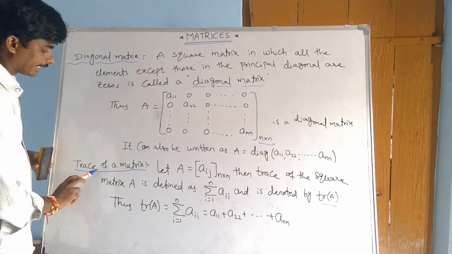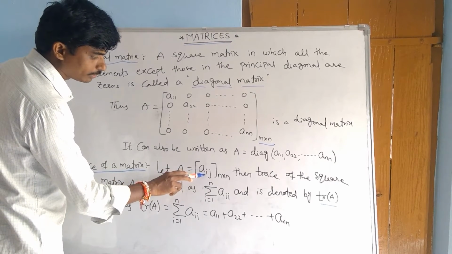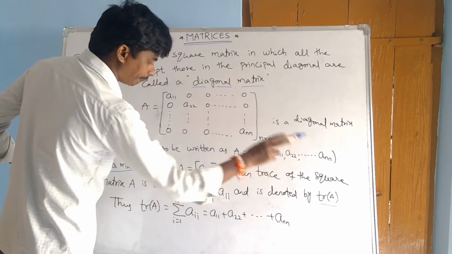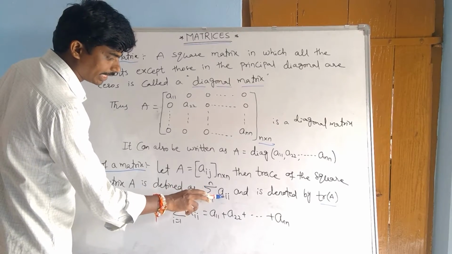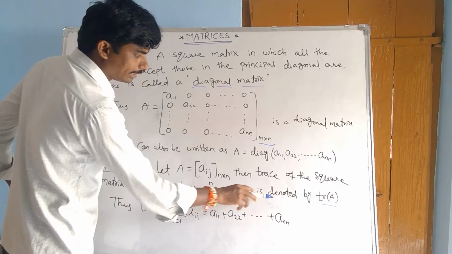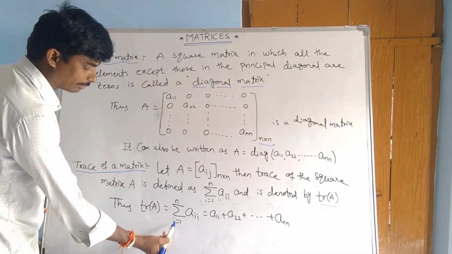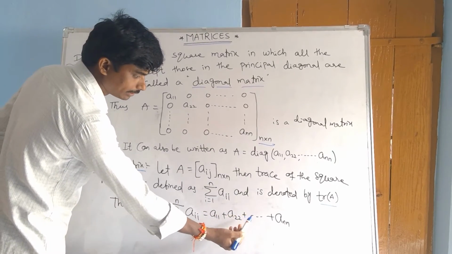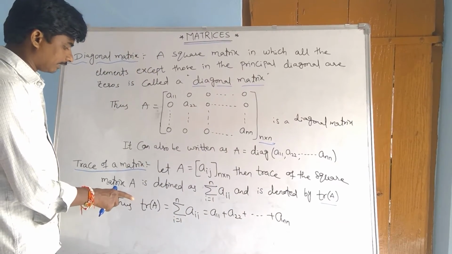It can also be written as A equals diagonal of A11, A22, A33, and so on, ANN. Okay, next, trace of a matrix. Let capital A equal Aij, where i means rows and j means columns, n by n. Then the trace of a square matrix A is defined as summation i equals 1 to n of Aii, where j equals i, and is denoted by trace of A. Thus trace of A equals A11 plus A22 plus A33 and so on, plus ANN. See here, we are finding the trace of A matrix.